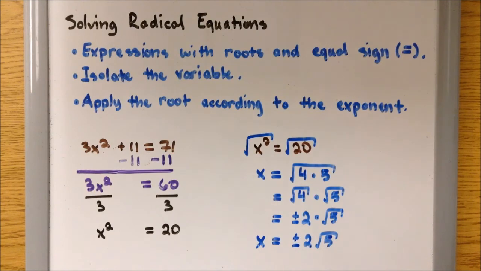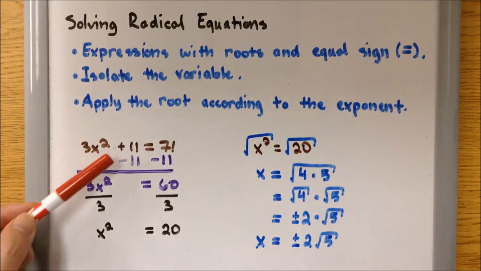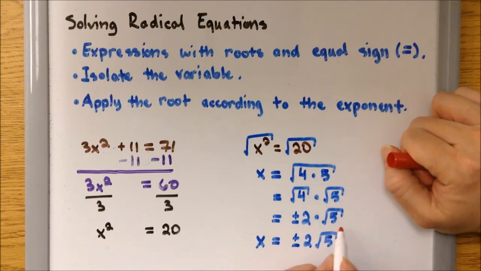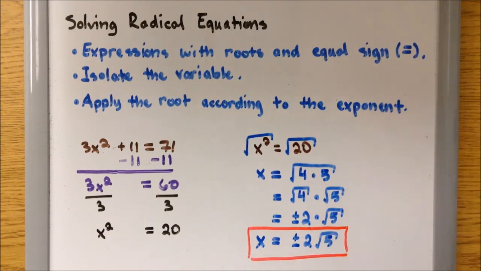So the example 3x squared plus 11 equals 71. Our final answer is x equals positive negative 2 square root of 5. So in this example, we didn't get a perfect square number, so we ended up with positive negative 2 square root of 5 with a radical in our final solution.